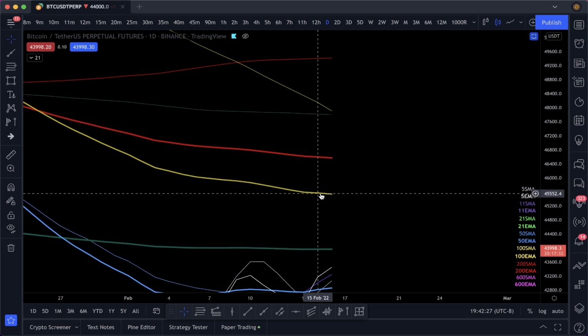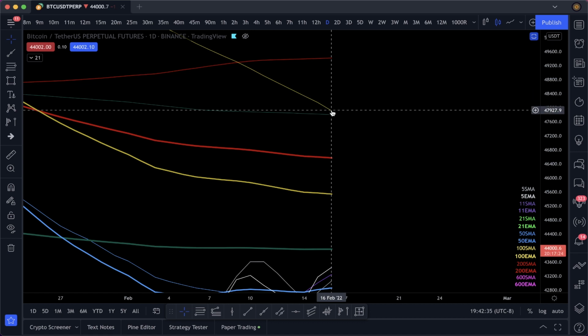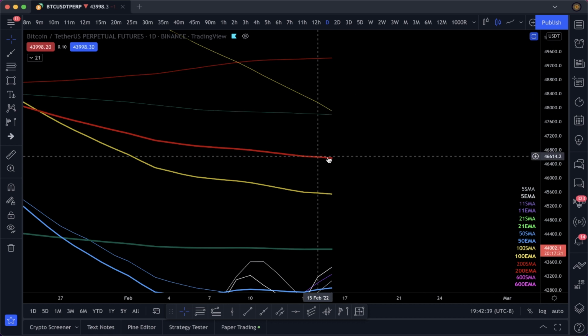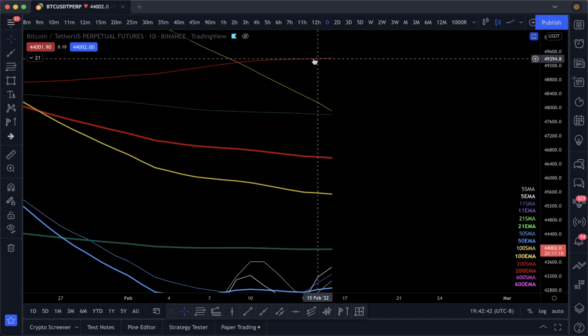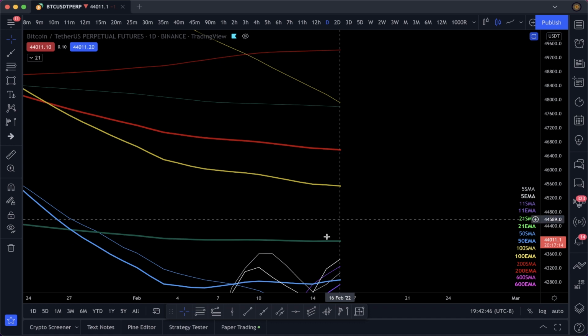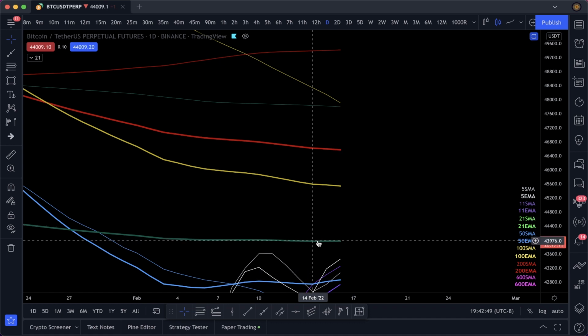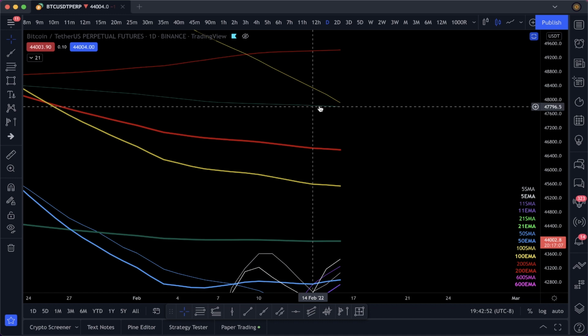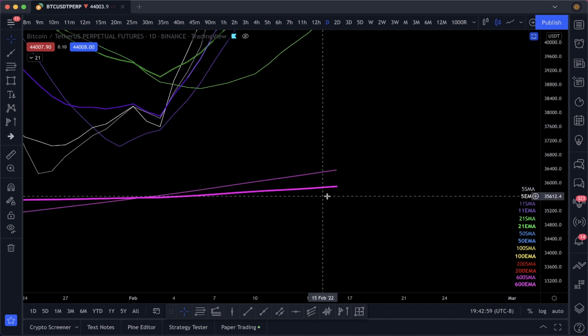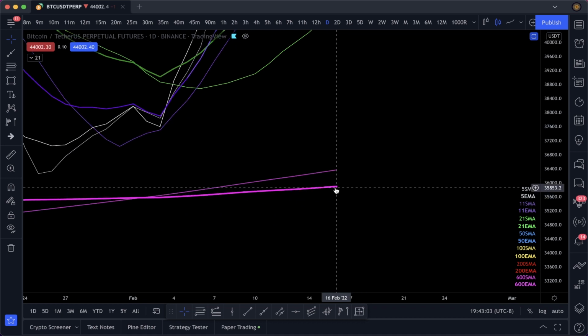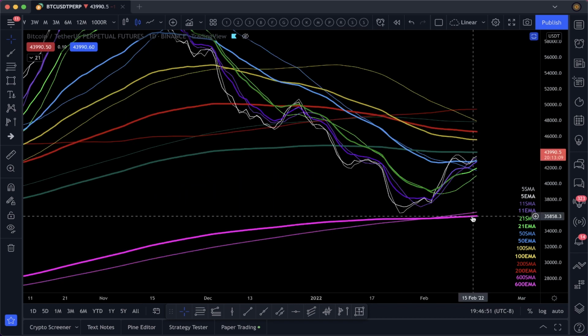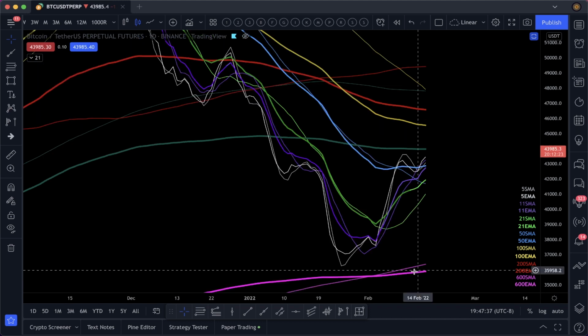Going up here, your thicker yellow is going to be your 100 EMA. Thinner yellow, 100 SMA. Thicker red, 200 EMA. Thinner red, 200 SMA. Your thicker green here is going to be your 350 EMA. Thinner green is going to be your 350 SMA. Thicker pink is going to be your 600 EMA. Thinner pink, 600 SMA.